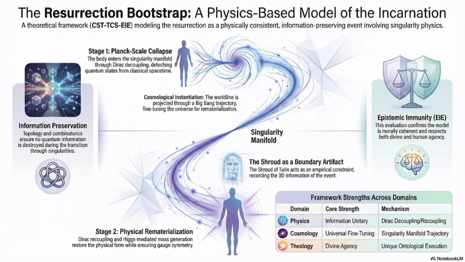That scorch mark analogy hits the nail on the head. The framework demands that a singularity-mediated event of this magnitude happening in local space-time must leave a physical signature. Energy has to go somewhere. The author argues the shroud is that exact signature. Ignoring it, according to the text, isn't just theological skepticism, it's epistemically irresponsible.